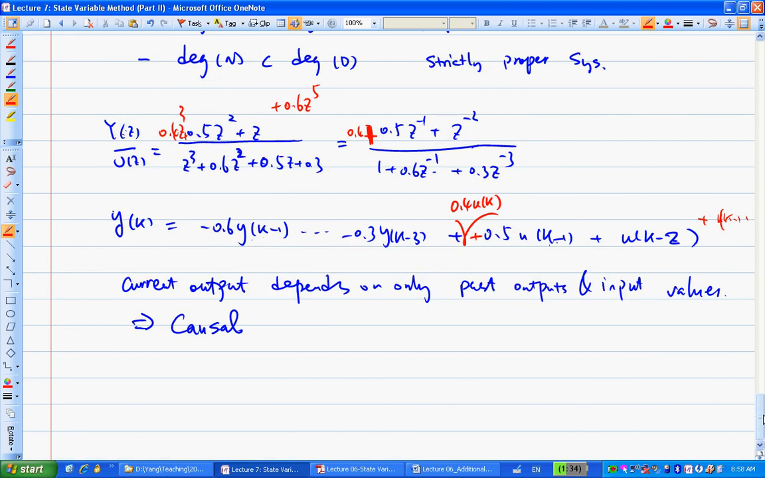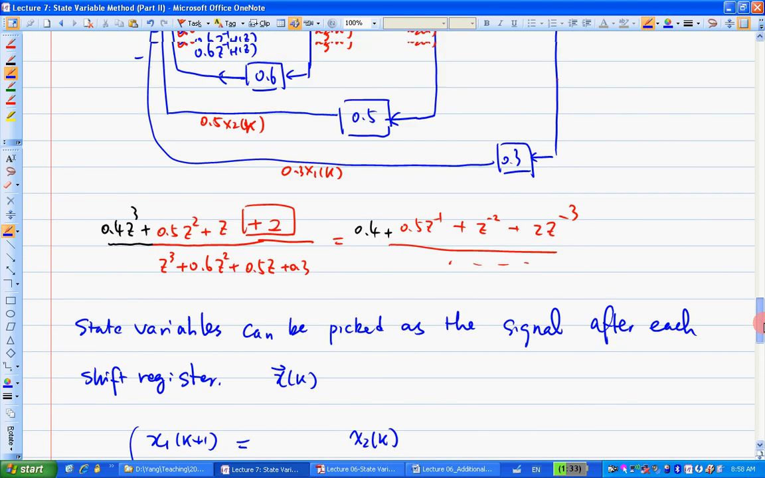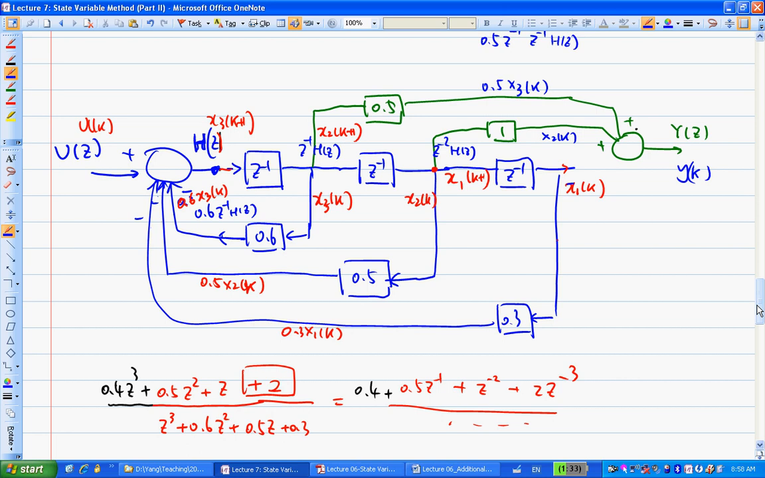Okay, so that's basically the idea here. Was that good? Now let's come back to this simulation diagram and state space equation right here. I want you to practice yourself. Remember what I said? You define the state variable as a signal out of this shift register, and I define these as x1(k), x2(k), and x3(k), right?